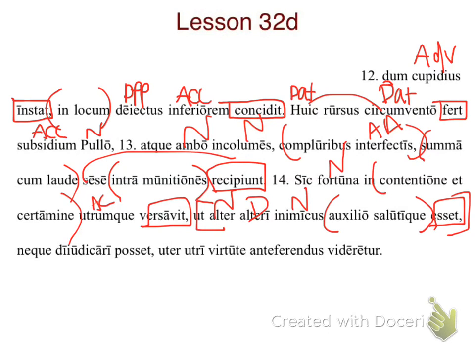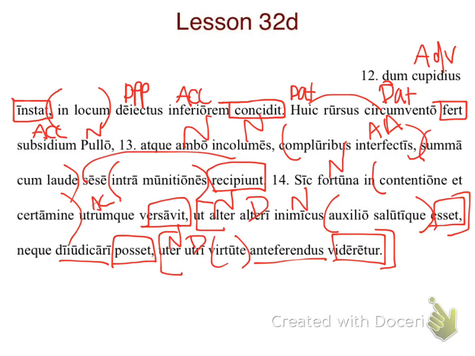and was not able to be judged, each one seemed to be preferred to the other in virtue, or not, in manliness. Did I make it today?